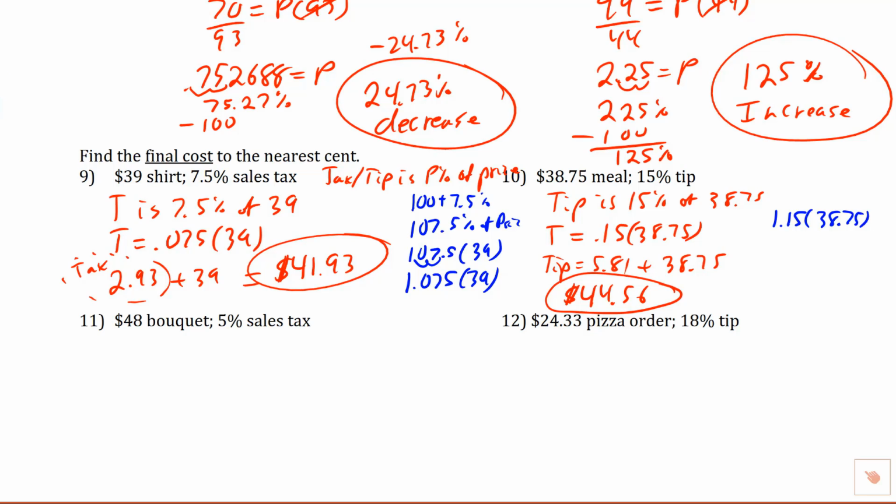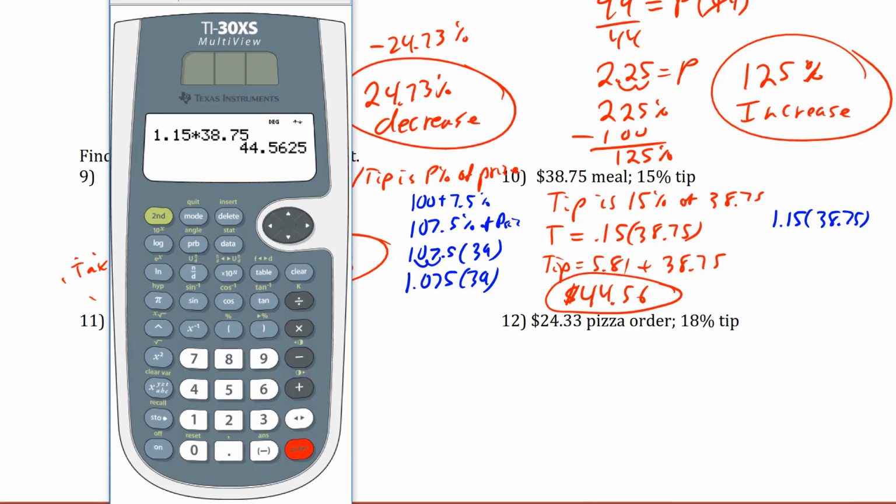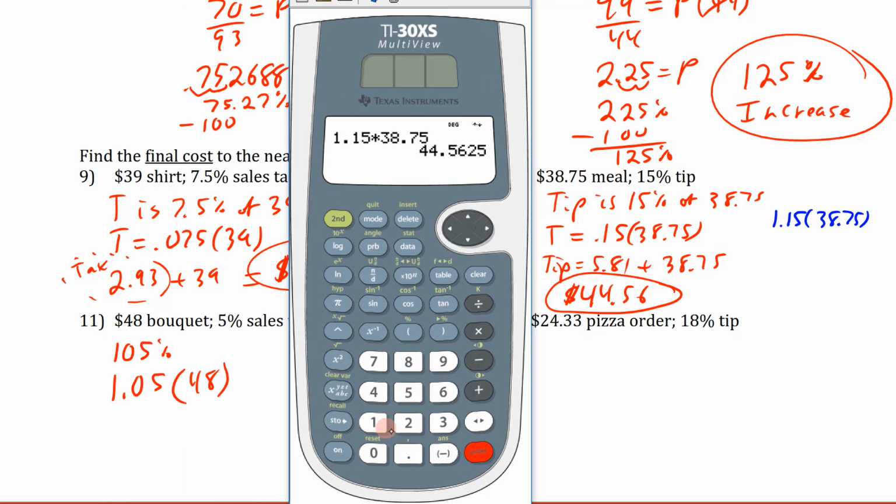So let's go ahead and take a look at this. We're gonna pay the price of the bouquet plus 5%. So that's gonna be 105%, which I'm gonna write as 1.05, of the original price. The original price is $48. So we're going to do this, grab the calculator. I'm going to slide this over so we can see it. 1.05 times 48.